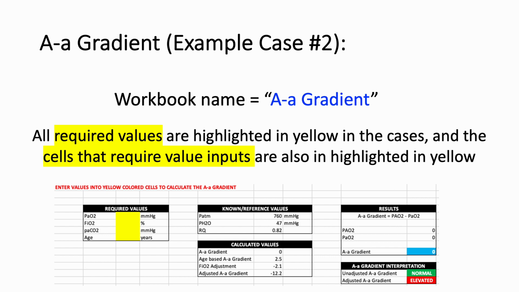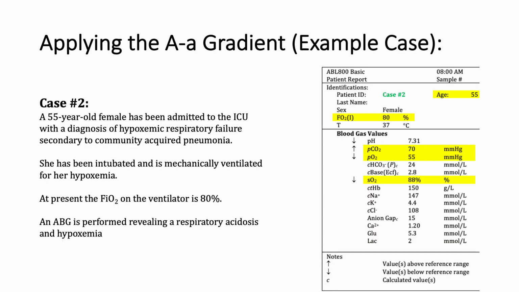Now let's look at a completely different situation illustrated through another case. Again, you can use the attached Excel spreadsheet in the workbook called AA gradient, along with the values highlighted in yellow from the ABG on the next slide to calculate the AA gradient in order to narrow the differential diagnosis for the cause of hypoxemia in the case.